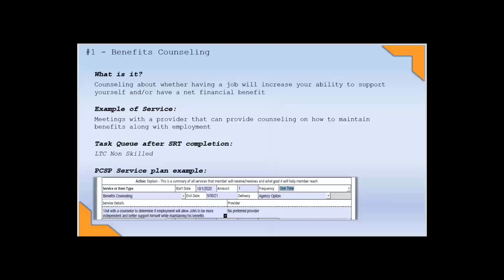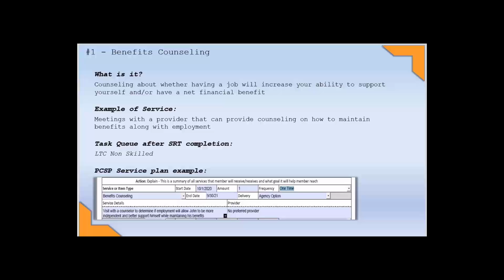You'll see as we're going through that each of the services is set up in a similar way, where we have different topics such as what is it, example of service, the task queue, and the service plan example. Some items differ here and there. You may be seeing a few different category types, but we really tried to keep it streamlined throughout. And like I said, these different topics are all based on things that you requested, that you said would be helpful when going through these 32 services.